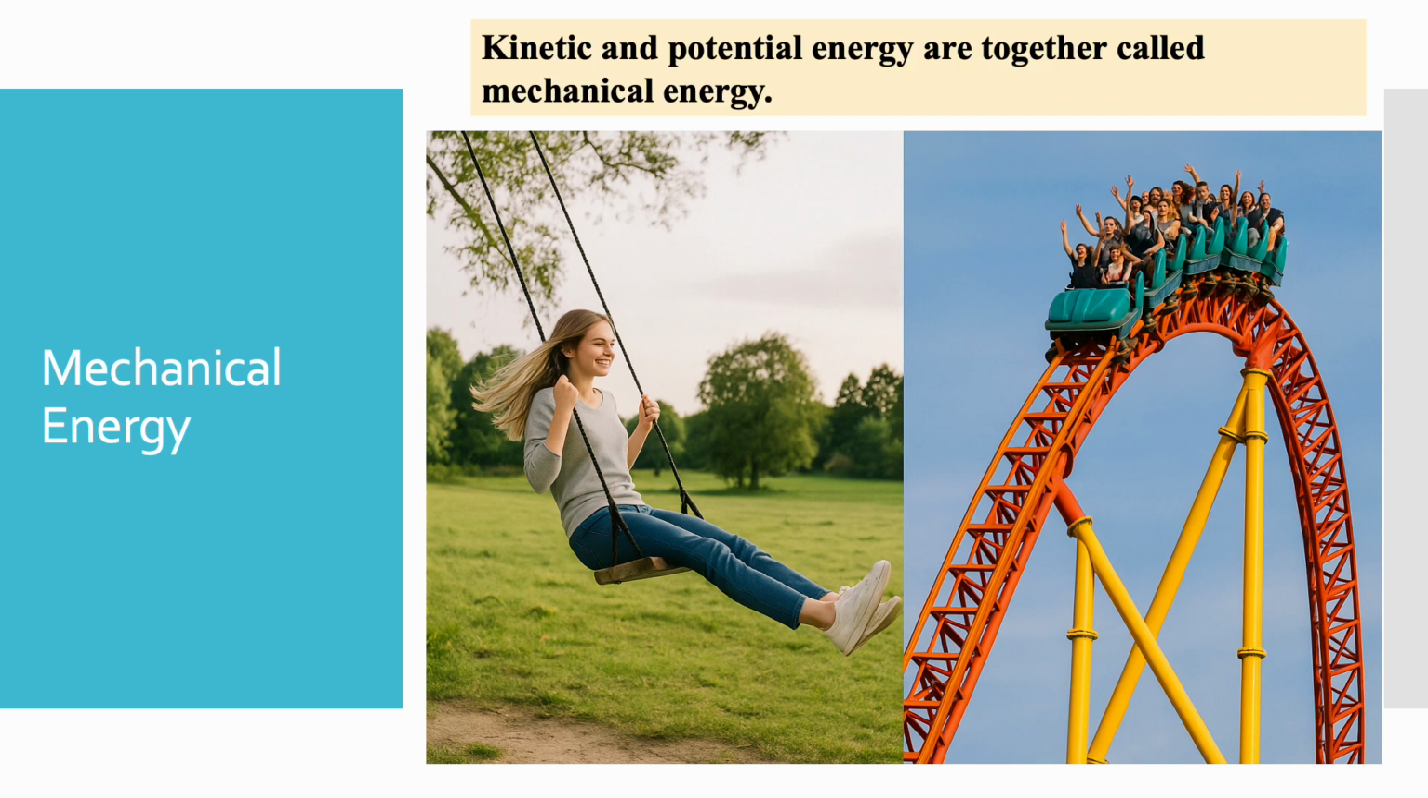Mechanical energy is the total of kinetic and potential energy. For example, a swing in motion has kinetic energy when moving and potential energy at its highest point. Similarly, a roller coaster has potential energy at the top and kinetic energy as it comes down. Mechanical energy is the sum of both kinetic energy and potential energy.